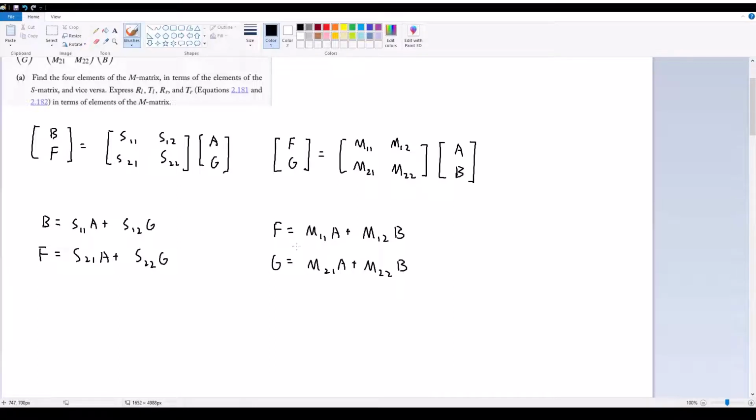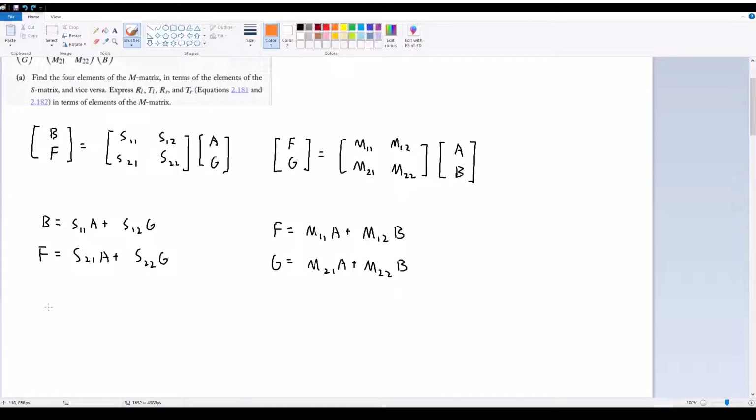So our primary goal, our first goal, is to find the four elements of the M matrix in terms of elements of the S matrix. So this is our S matrix. Our goal then is to convert this into an M matrix. So what that means is we want to rewrite this system of equations. Instead of using B and F, we want to do it in terms of F and G.